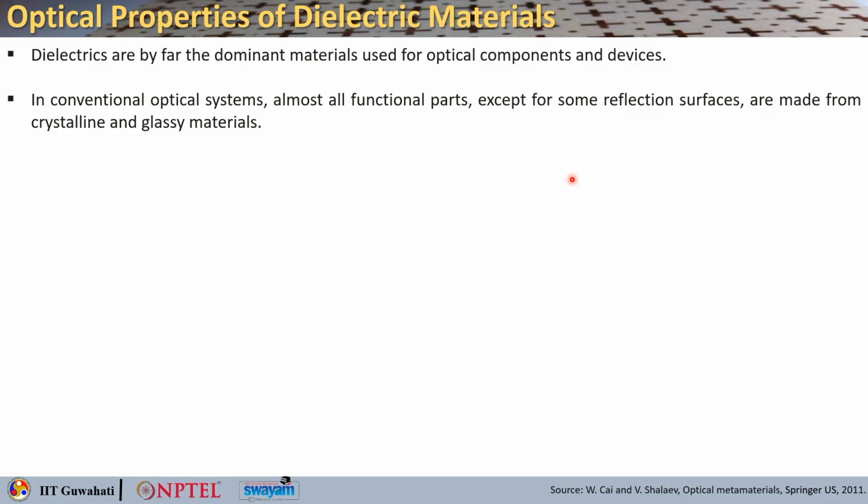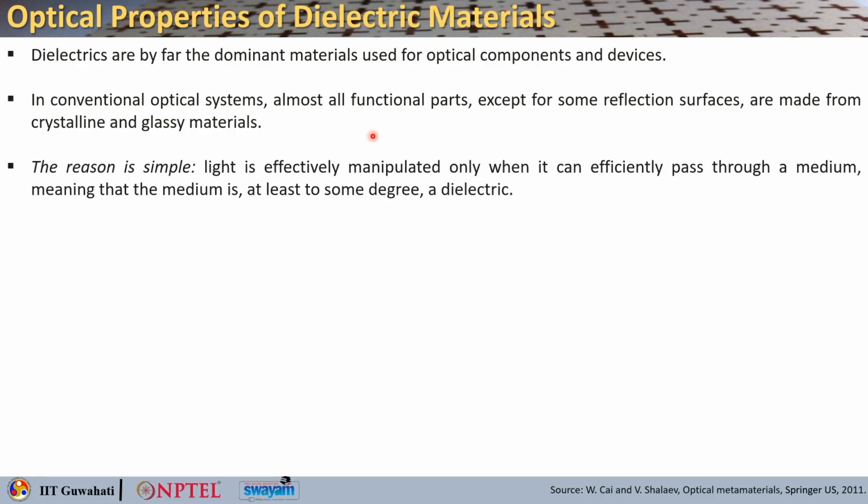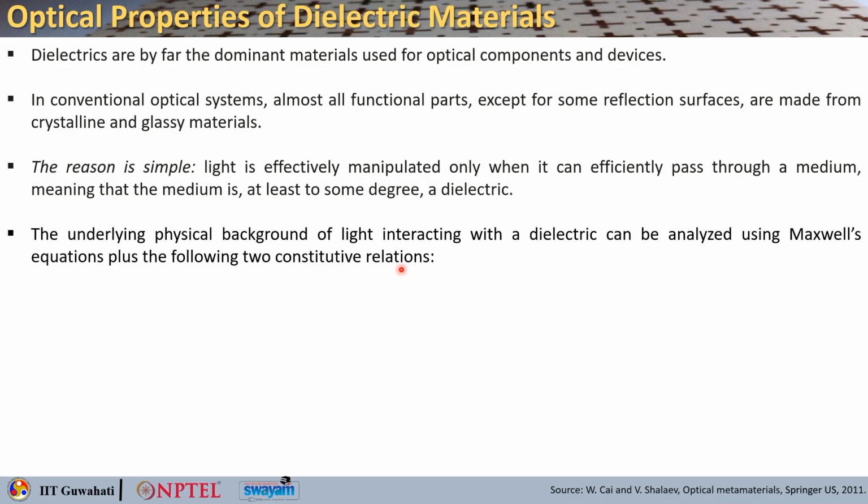Dielectrics are by far the dominant materials that are used for optical components and devices. In conventional optical systems, almost all functional parts except for the reflection surfaces are basically made from crystalline and glassy materials. The reason is simple: light is effectively manipulated only when it is efficiently passing through a medium, meaning that the medium should be to at least some degree a dielectric.